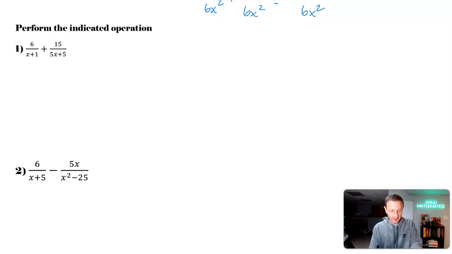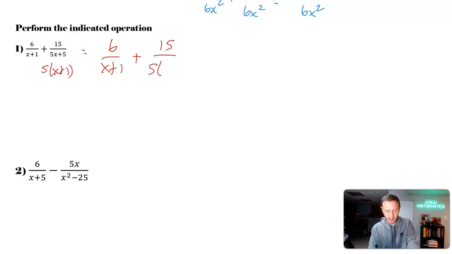So I have the denominator of x plus 1, then I have the denominator of 5x plus 5. Don't think, oh, I have this denominator of 5x plus 5, therefore I need to multiply this by 5x plus 5. You can't think like that. You want to factor, if possible, everything. So this is going to stay 6 over x plus 1, plus 15 over, then I could factor out a 5 and make this x plus 1. So 5 times x plus 1.